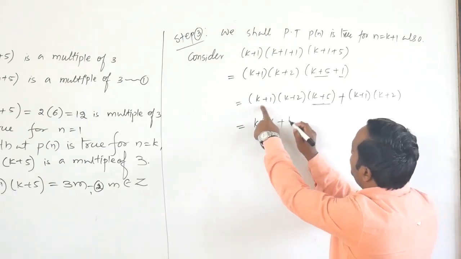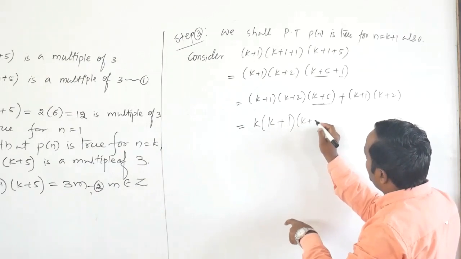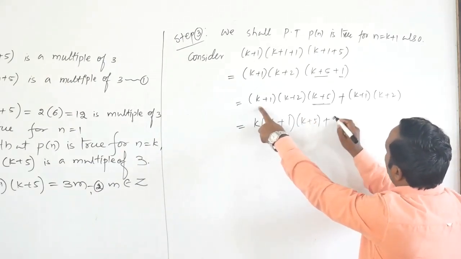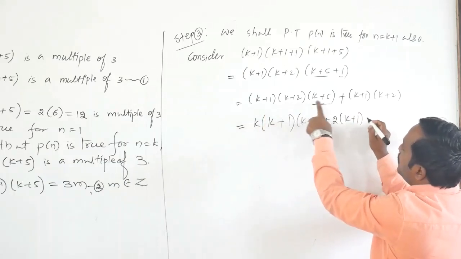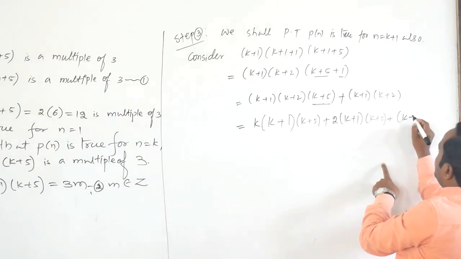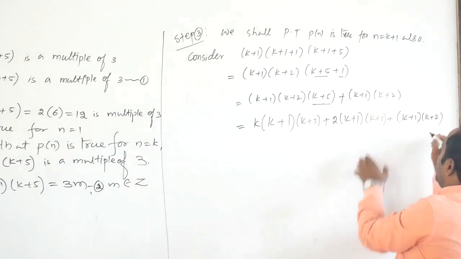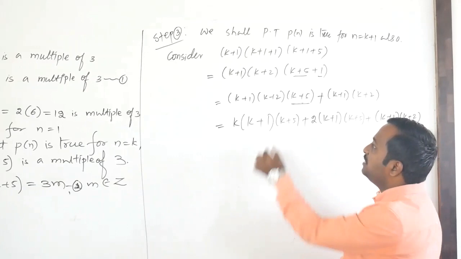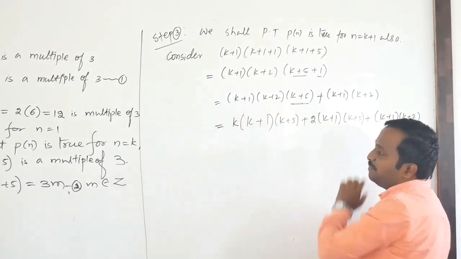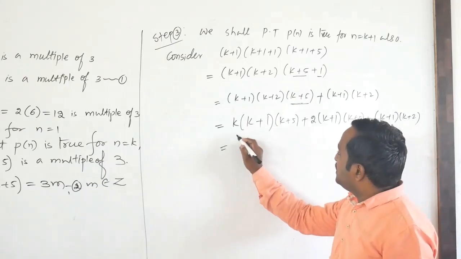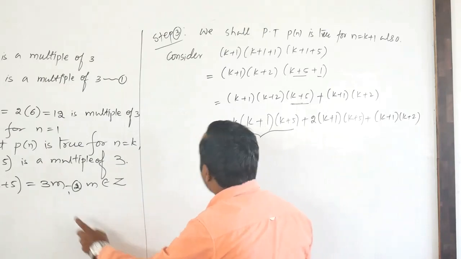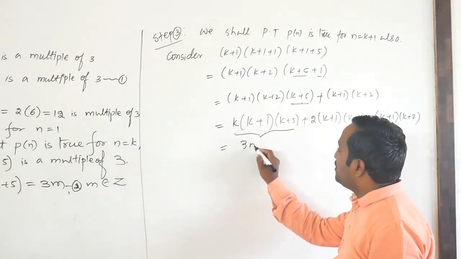k into k plus 1 into k plus 5 was one term, plus 2 into k plus 1 into k plus 5. I hope you get it, and this step keep as it is. We won't touch this, it comes as it is. Now I will write k into k plus 1 k plus 5 plus 2 into k plus 1 k plus 5. So now what happened? This is nothing but from 2 I can write this is nothing but 3m. We have to modify that much.